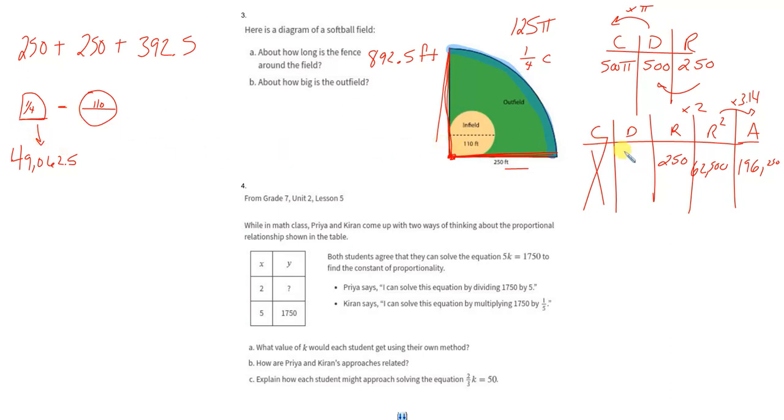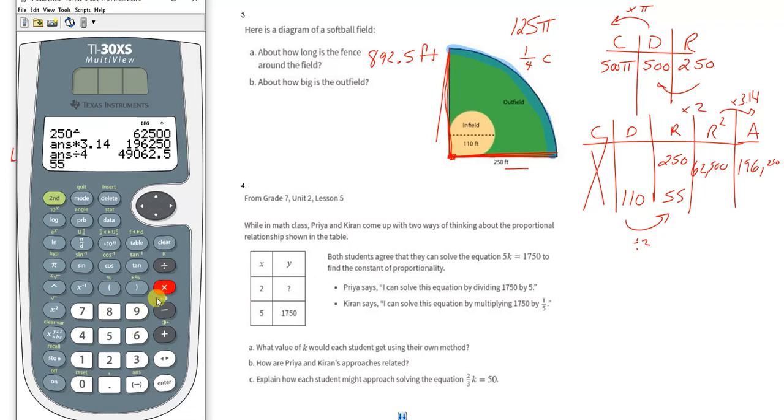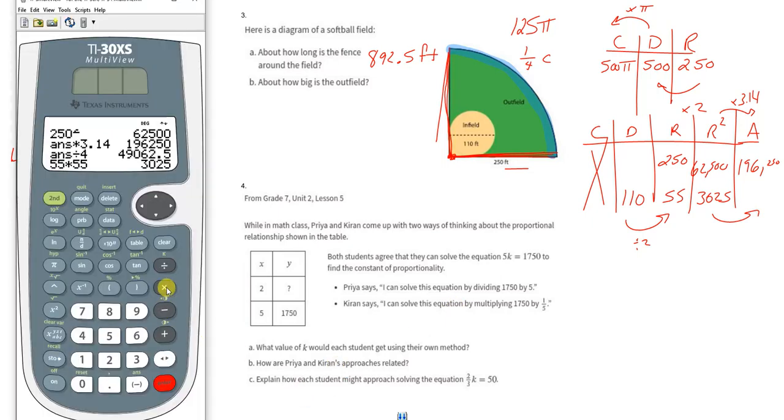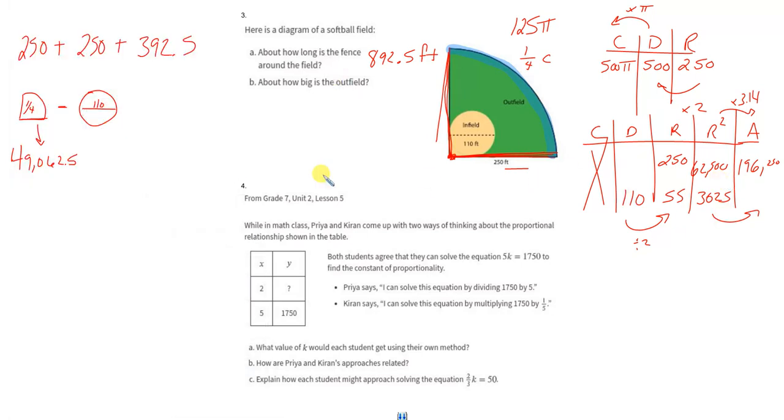But we want to take the infield away, which has a diameter of 110. We cut that in half to find the radius, which is 55. We have to square that, which means 55 multiplied by 55. And that gives us 3,025. But to get the area, we got to multiply by pi. So times 3.14. That gives us 9,498 and a half.